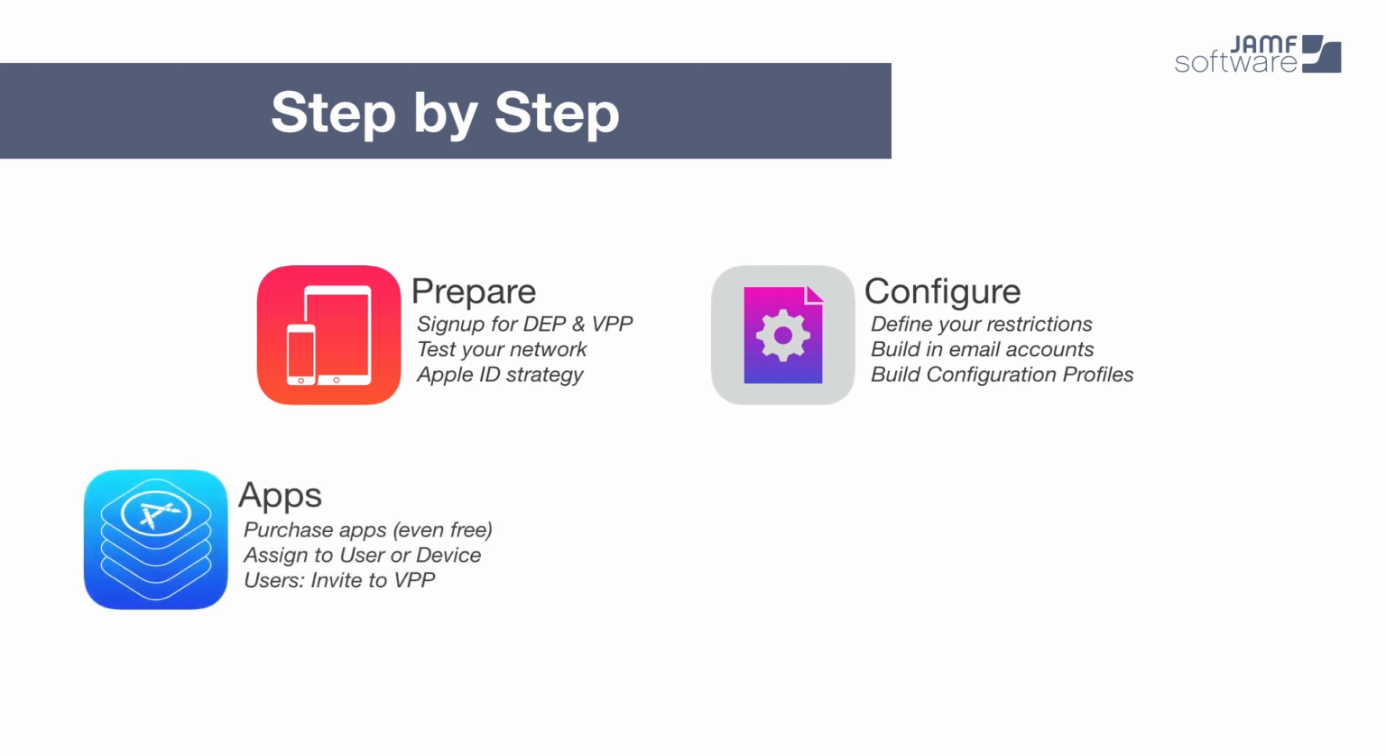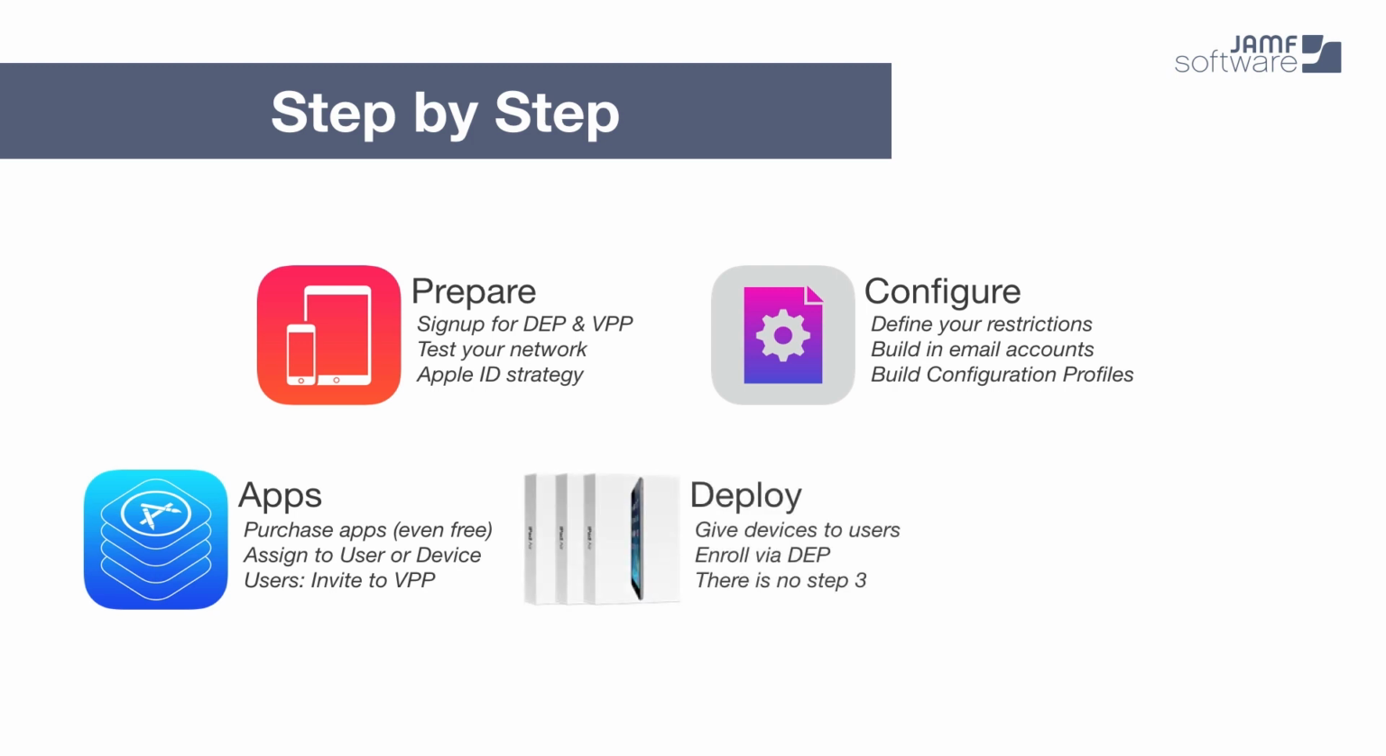Look at getting your apps. Buy all the apps that you want to have through the VPP store. Even purchase the free ones. And by purchase, I mean you just have to get licenses for these free apps so that you can assign them either to your users or to the devices. And if you go down the users path, there's an extra step where you need to invite your users to participate in VPP.